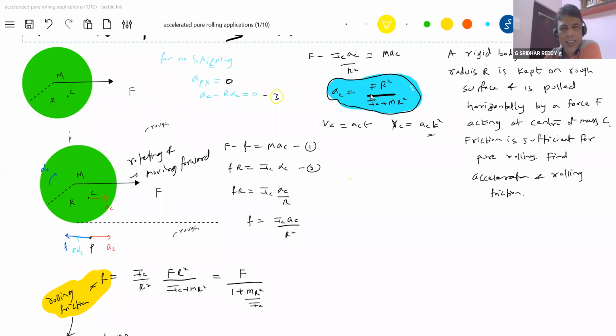So, in today's class, we'll continue with the applications of accelerated pure rolling. Yesterday I introduced VC = Rω, AC = Rα, forward slipping, backward slipping. The same ideas now will go for application: different shaped rigid bodies, like a sphere, disc, everything. When you apply a force, how do particular things come?